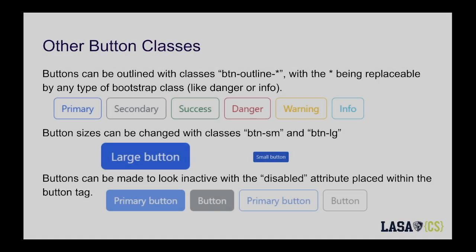Buttons can be outlined with classes such as button outline primary and button outline danger. Button sizes can also be changed with button small and button large. Buttons can be made to look inactive, just like forms, with the disabled attribute placed in the button tag.